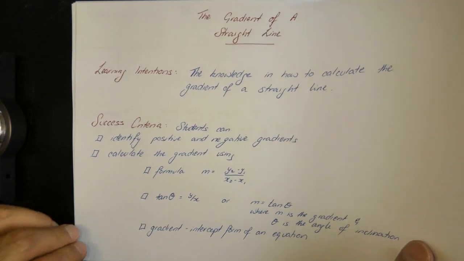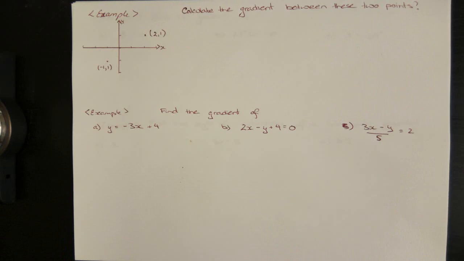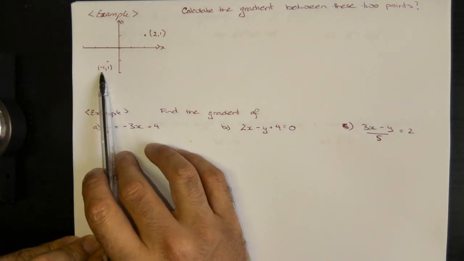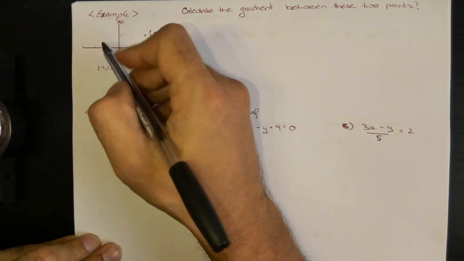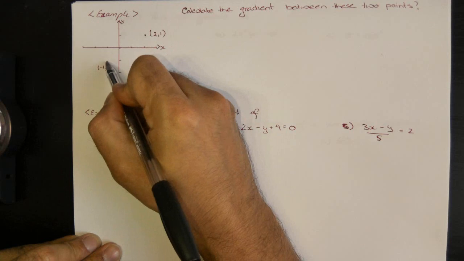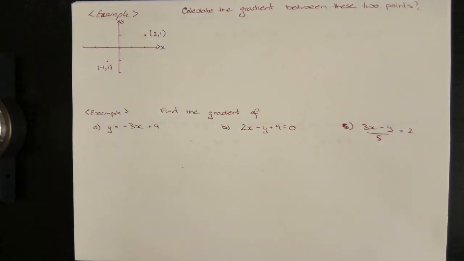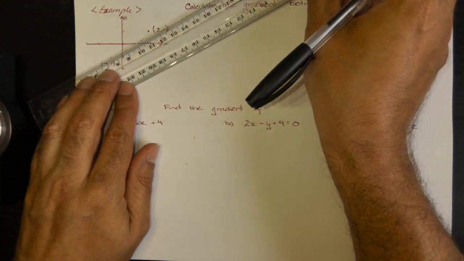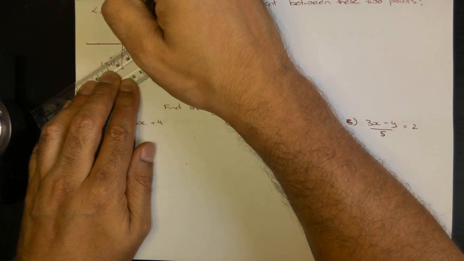Okay, so let's do some examples. We want to calculate the gradient between these 2 points. I've got a point here at negative 1, 1, and a point here at 2, 1. Now, if I was to connect these 2 points, we would get a line.